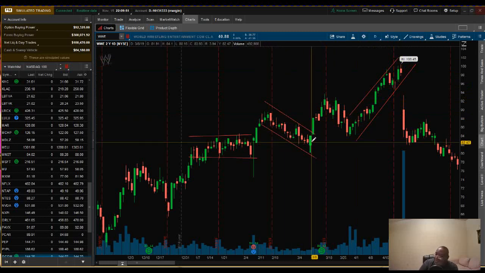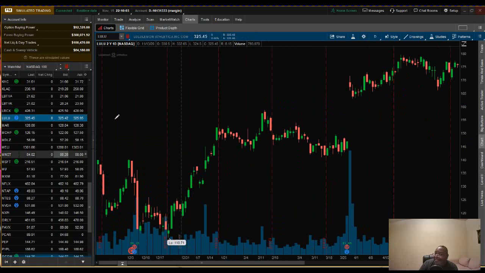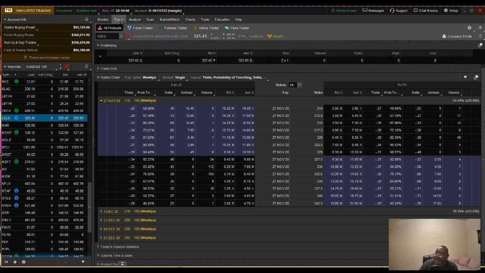Well, folks, most people don't know this, but you can make money on stocks if the stock is going down. Let me give you a quick example of this. Let's look at Lululemon, for example. And I'm going to go over to this trade tab up here. And I want you to pay attention to these three words. It's called ETB, which is called easy to borrow. All right? Why is that easy to borrow so significant?